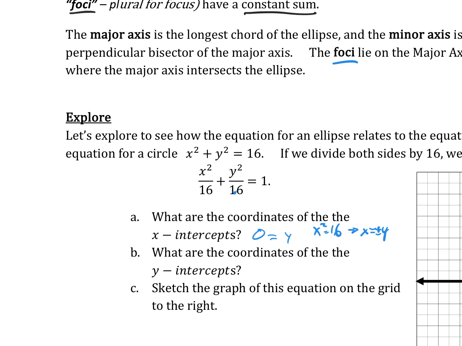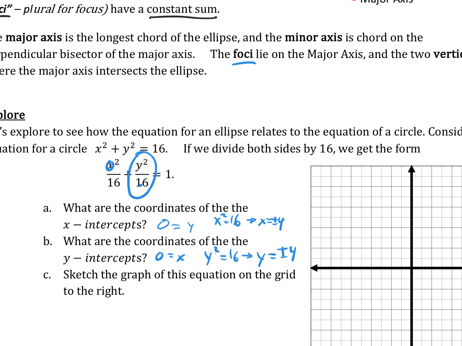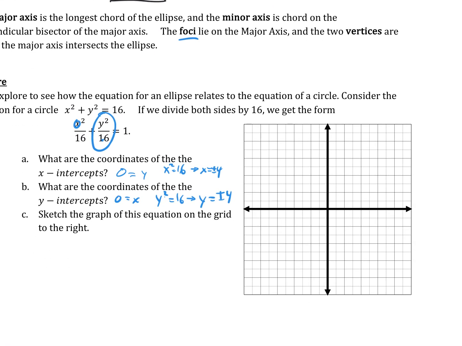All right, what makes the y-intercepts? Well, plug in 0 for x. And what makes this 0? We get y squared over 16 equals 1, or y squared equals 16. And that tells us that y is plus or minus 4. All right, so with that, we know this is a circle. So if 5 is up here and over here, we have intercepts of 4 and negative 4.